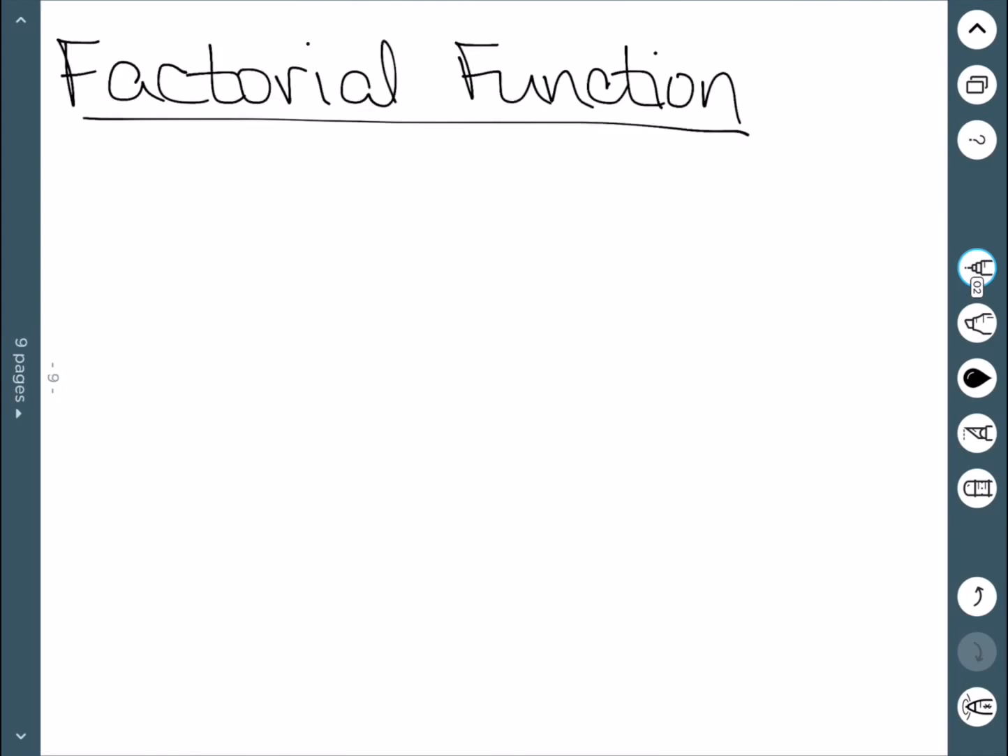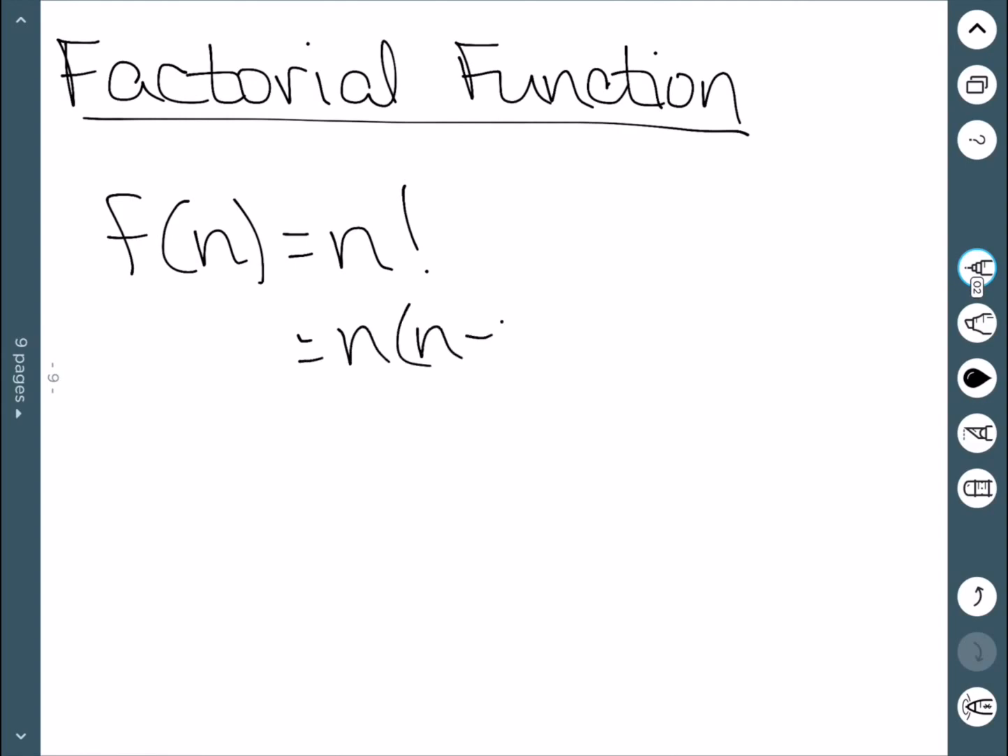The last function we'll look at is called the factorial function, and this is denoted f of n is equal to n with an exclamation point. And what this means is we multiply n by n minus 1, by n minus 2, and we keep going all the way down till we get 2 times 1. Therefore, we just take the number n, multiply it by a number 1 less, 2 less, etc. until we get down to 1.